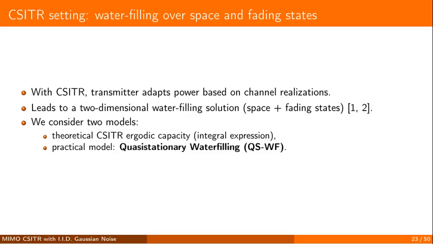With this extra knowledge, the transmitter can adapt its power allocation to each channel realization, pouring more power into favorable states and backing off in unfavorable ones. This leads to a two-dimensional water-filling strategy, spanning both the spatial dimension and the fading states, a framework established by Goldsmith, Varaiya, Jayaweera, and Poor. We will consider two models side by side: a theoretical CSITR ergodic capacity expressed as an integral, and a practical counterpart called quasi-stationary water filling, QSWF for short.